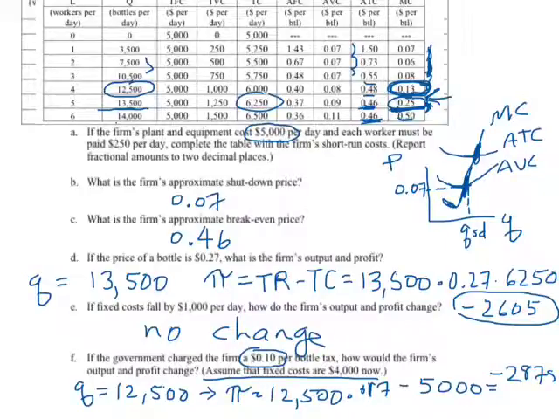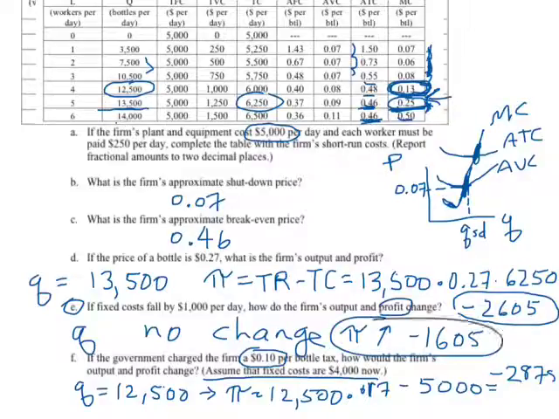Oops, one quick correction. Output doesn't change in part E. I didn't read the part about profit. Profits rise to negative 1,605. Sorry about that. Now it's correct.